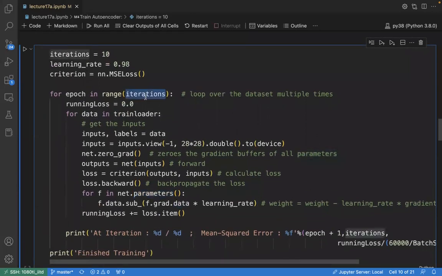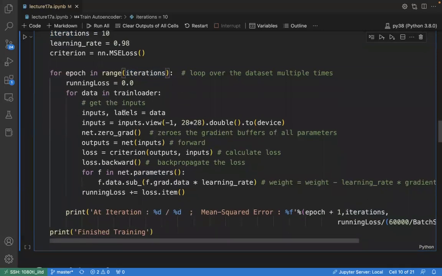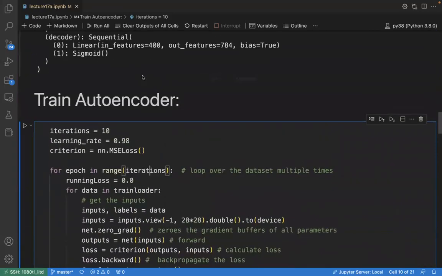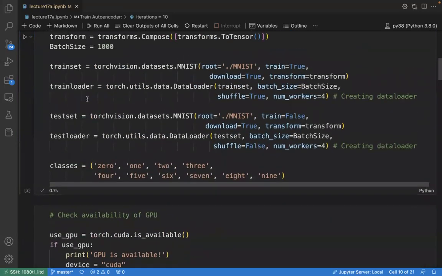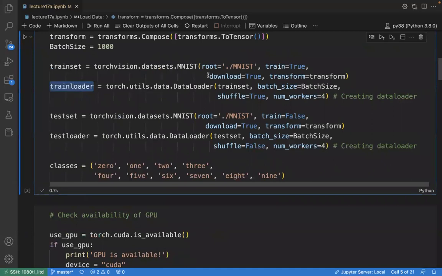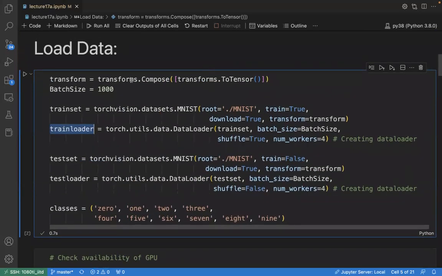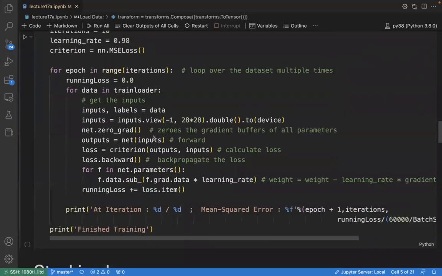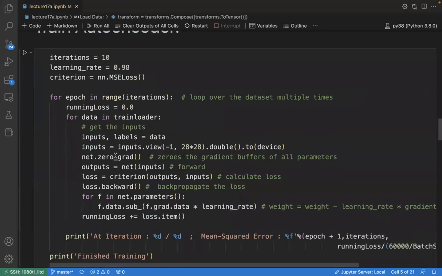So what it is doing is that if iterations equal 10, it means that it will go over the entire dataset 10 times. So we're just doing a for loop over the iterations, for epoch in range(iterations). So for data in train_loader, as I told, the train loader is a pointer to the dataset, and each time you iterate over it, it will give you an input of batch size 1000, right?